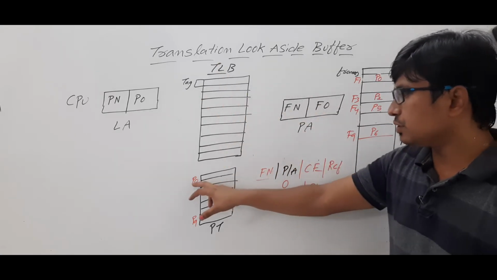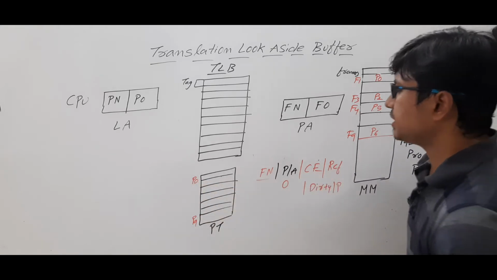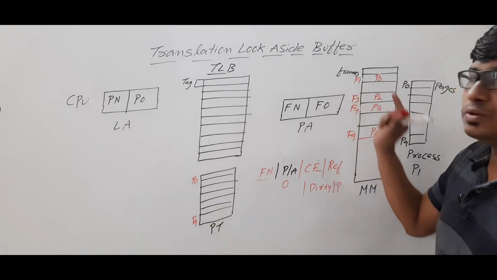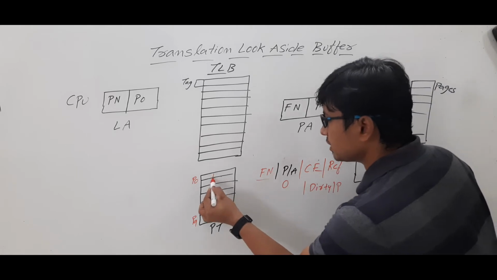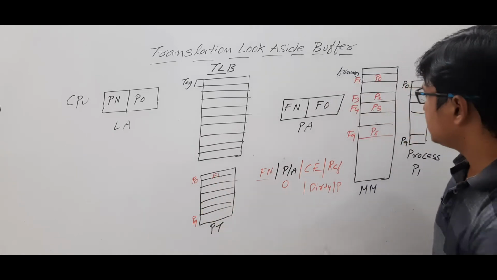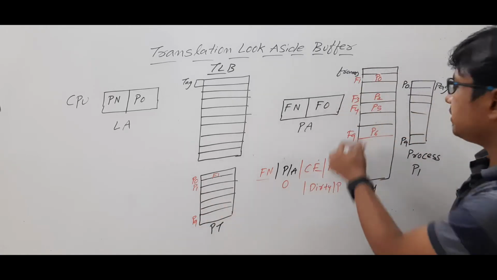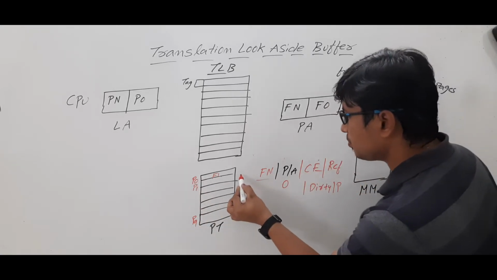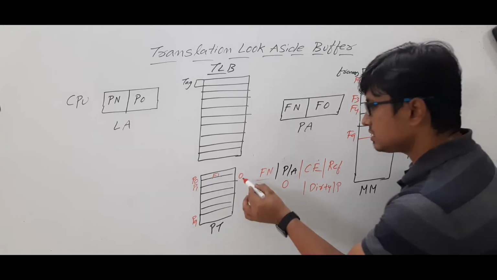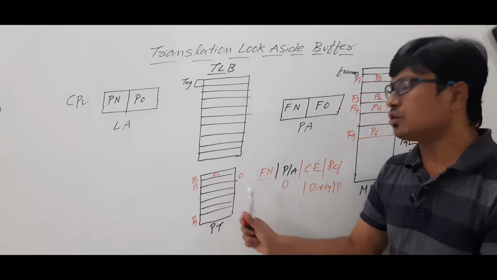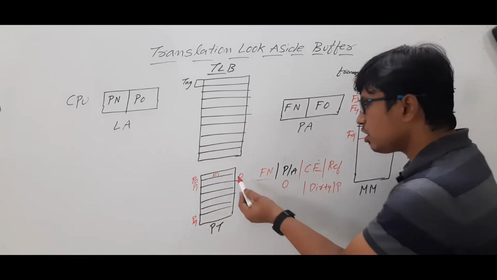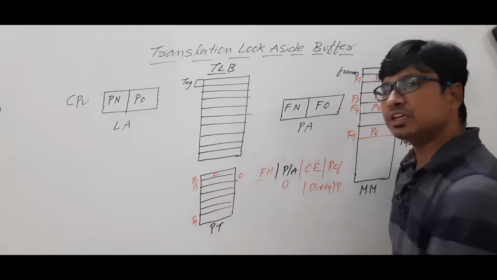So what I want to say is, let's take page number 0. Page number 0 is available in frame number 1, so frame number 1 will be there. Similarly, page number 1 is not available in the main memory, so the present or absent bit will be 0. Meaning the page is not available in the main memory. If it is not available in the main memory, how can we give the frame number?